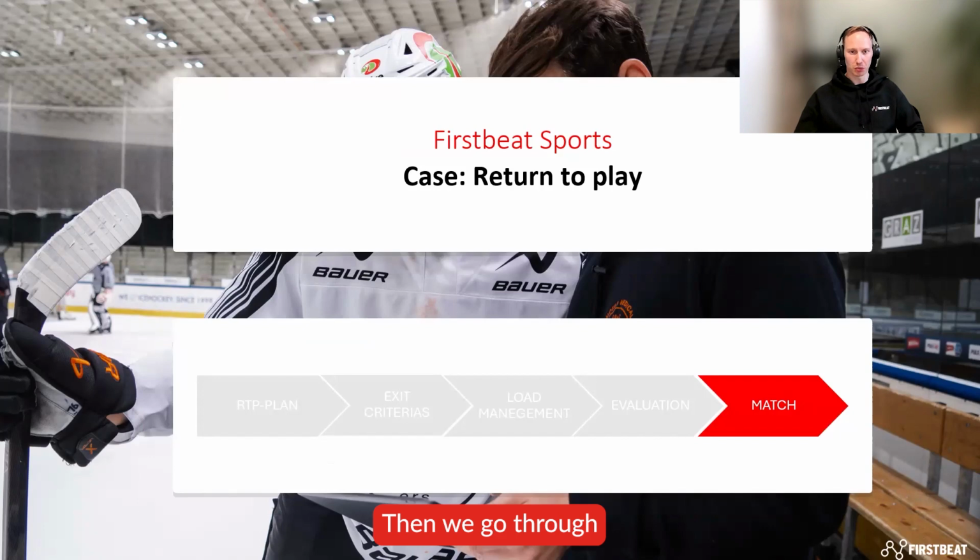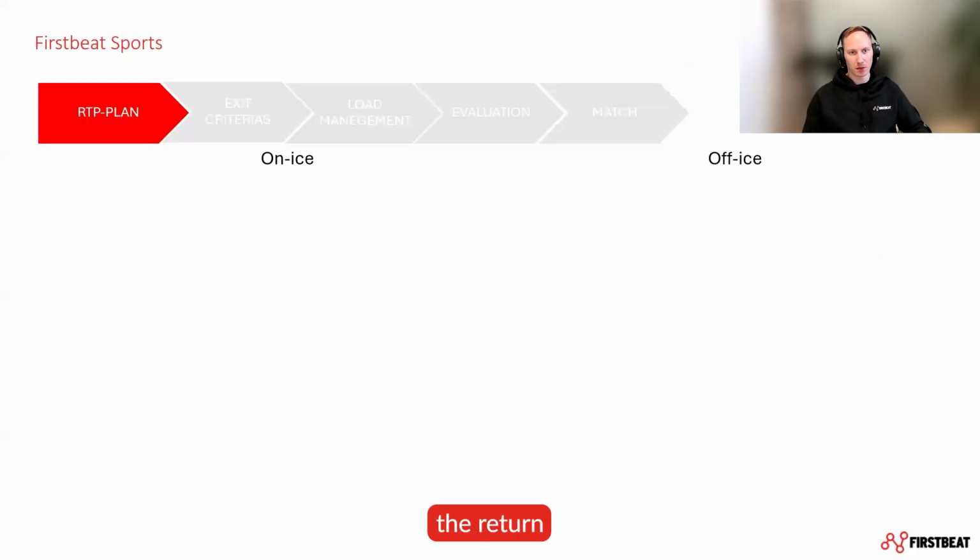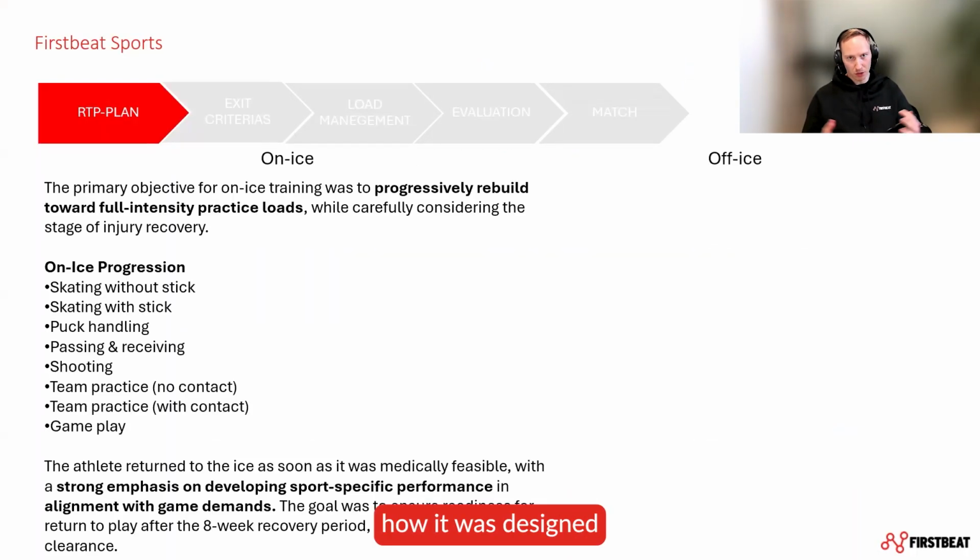Then we go through the exit criteria. Then we have a look at load management. Then we have a look at the evaluation. Have we met the exit criteria? And then we go on to analyze the actual match values. Good. Let's start with the return to play plan, how it was designed.